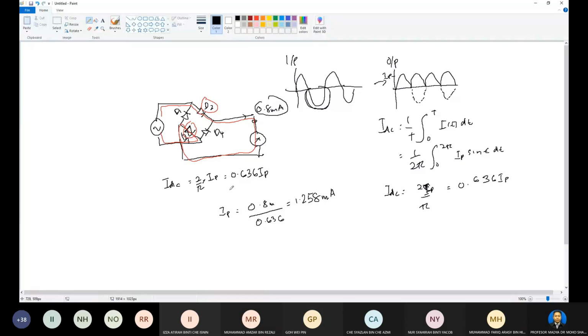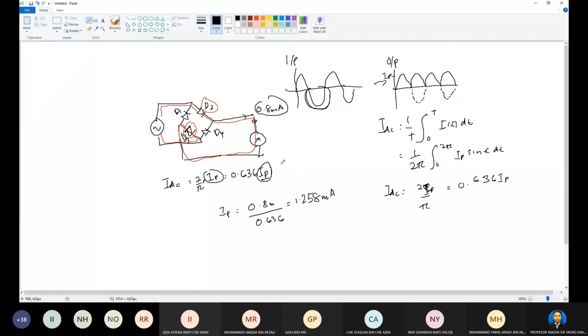So what is the peak value? That means the peak value, IP. For question number 2, we want to find the current IP. Using this formula, you can get the current IP here. The current DC is already given here, 0.8 milliampere. And then this is the standard formula.